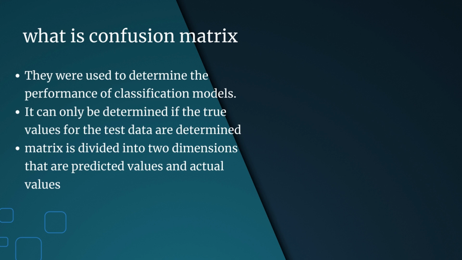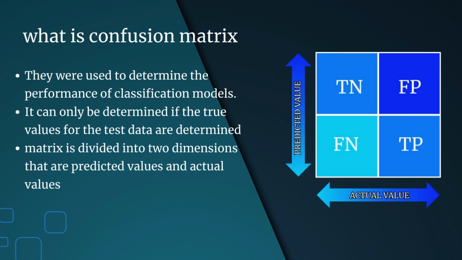This is how the confusion matrix looks. On the y-axis we have our predicted values, on the x-axis we have our actual values, and we have TN, FP, FN and TP. Let's understand what these are.